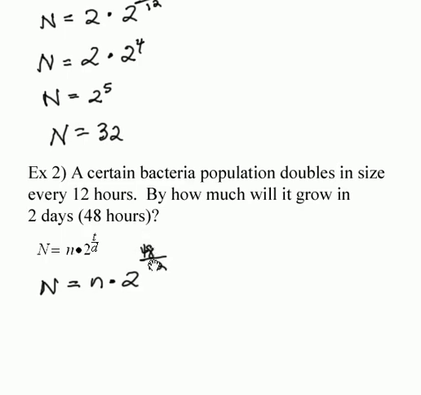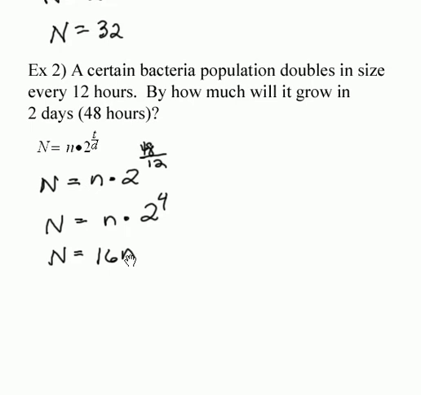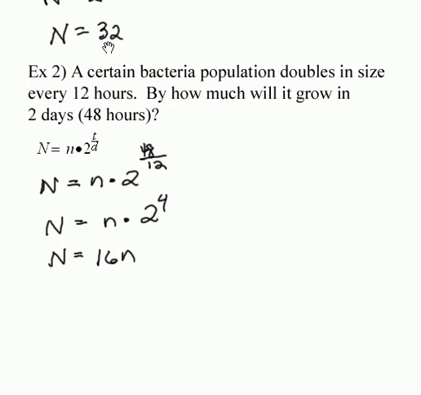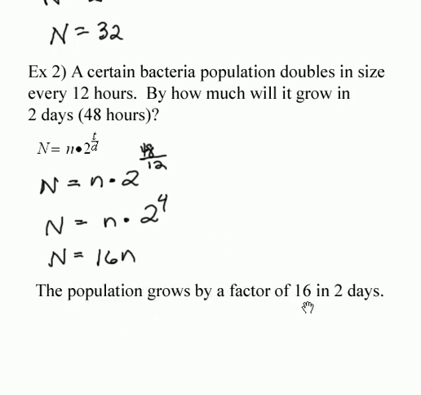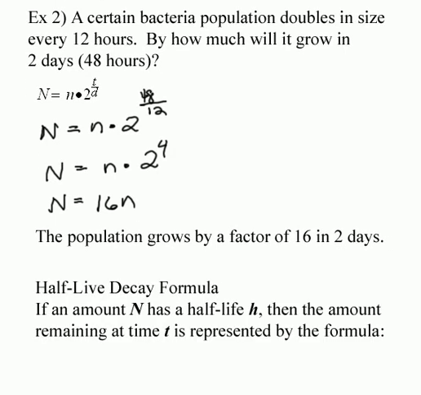And we continue to simplify this. 48 divided by 12 is still 4. 2 to the 4th power is 16. So yes, no matter what our original amount is, our final amount is going to be 16 times that amount. In the previous example, we started with 2 bacteria. Our final amount was 32 bacteria, which is 16 times more. So it grows by a factor of 16 in a 2-day period. Let's look at our next formula for today, which is a half-life formula. It's kind of the opposite of doubling growth.